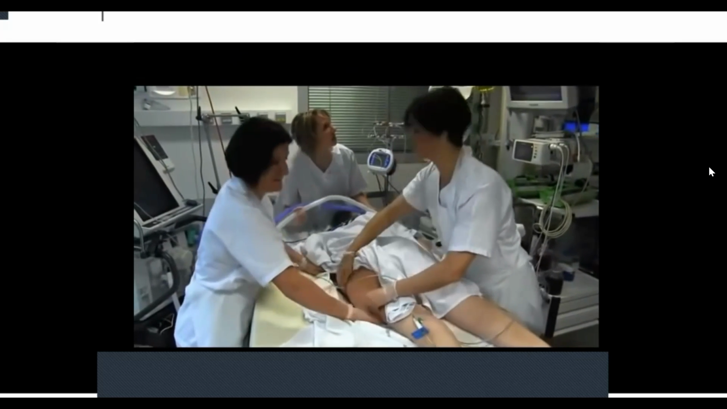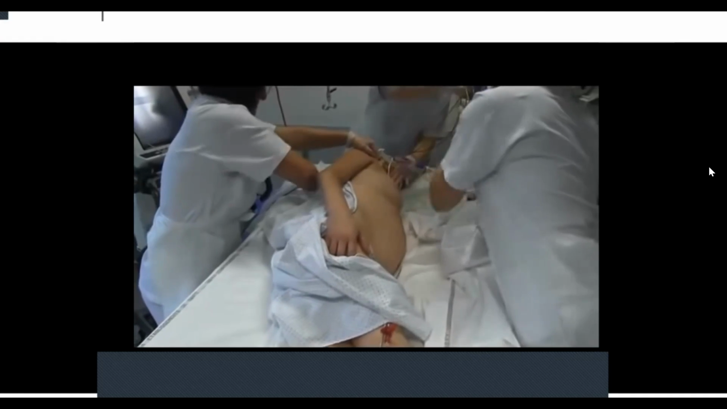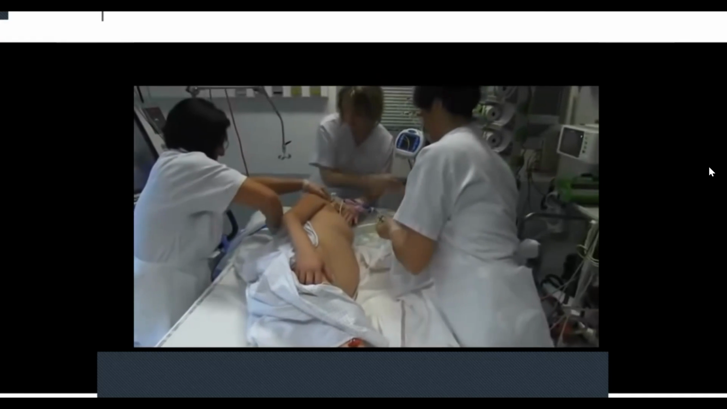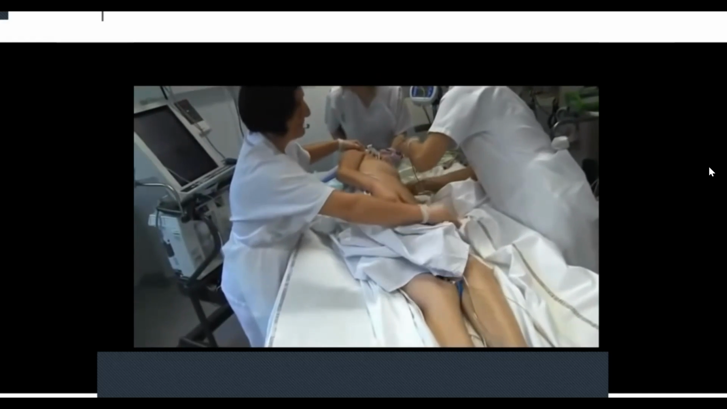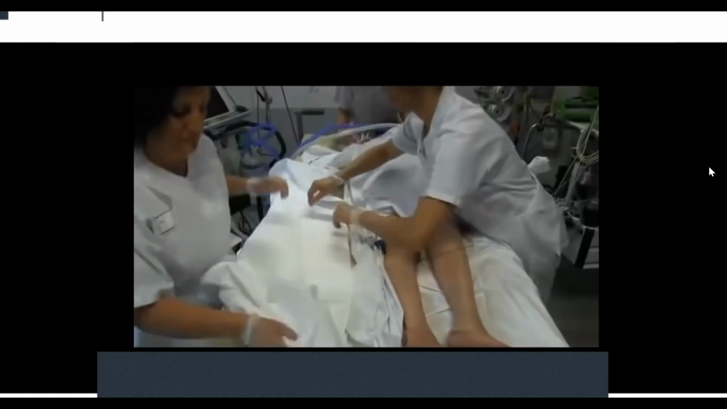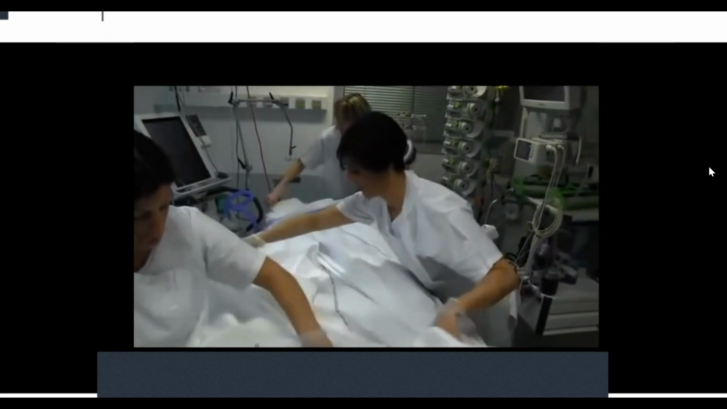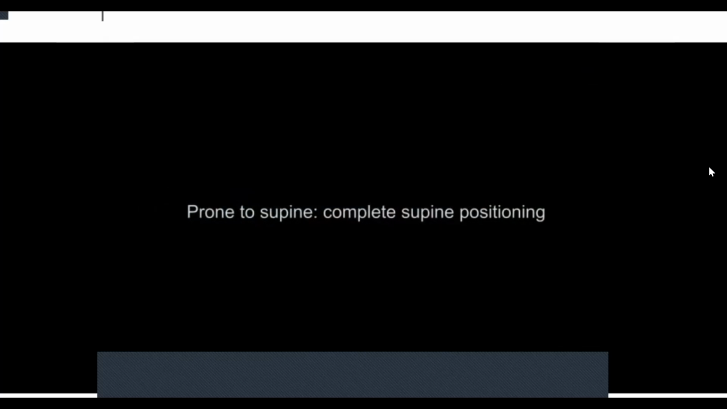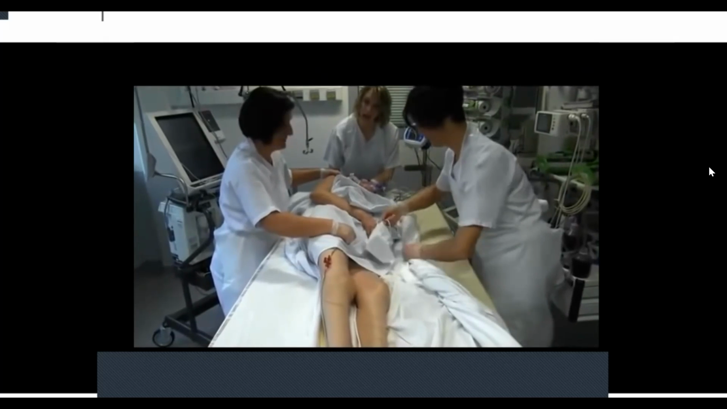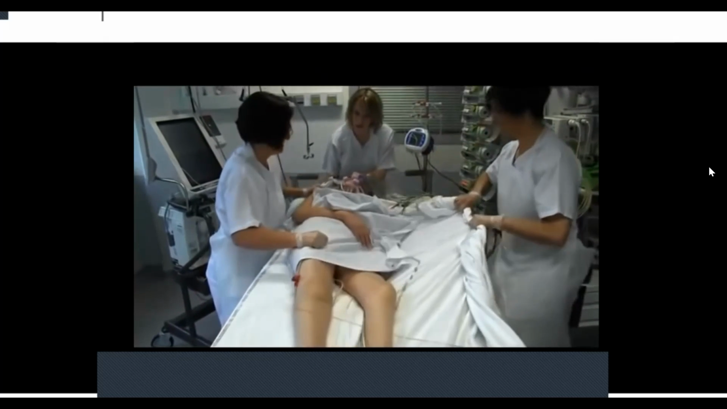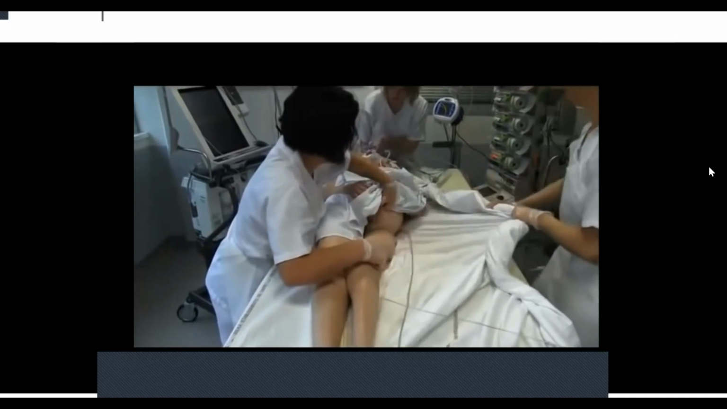The patient is maintained in this position for a short time while one person removes the electrodes from the posterior thorax and another person attaches the new electrodes to the torso. A new bedsheet is also prepared along the length of the bed. The third step is a complete supine positioning. The new bedsheet is used to pull the patient and to move them into the final complete supine position.